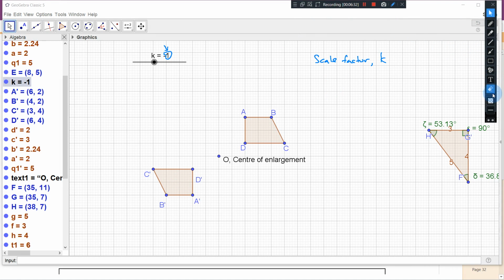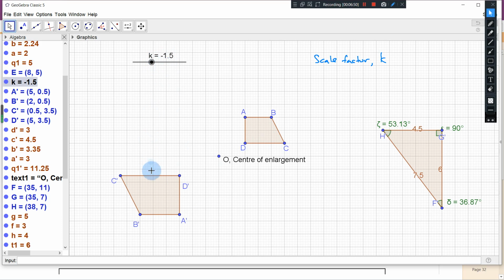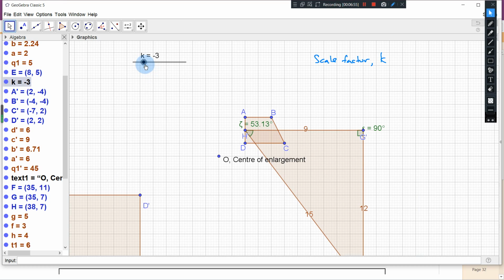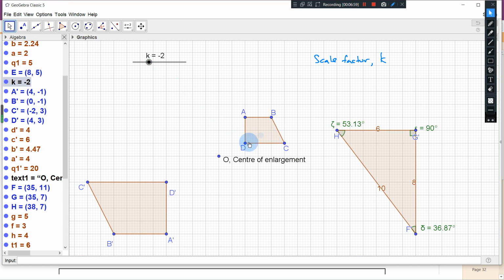Let's try some other scale factors. Now this is negative 1, right? Because of the negative, image and object are on opposite sides, and their sizes are the same because of 1. Now it becomes negative 1.5, it becomes bigger. Negative 2, negative 2.5, negative 3, and so on. Okay, so the image for this is this.